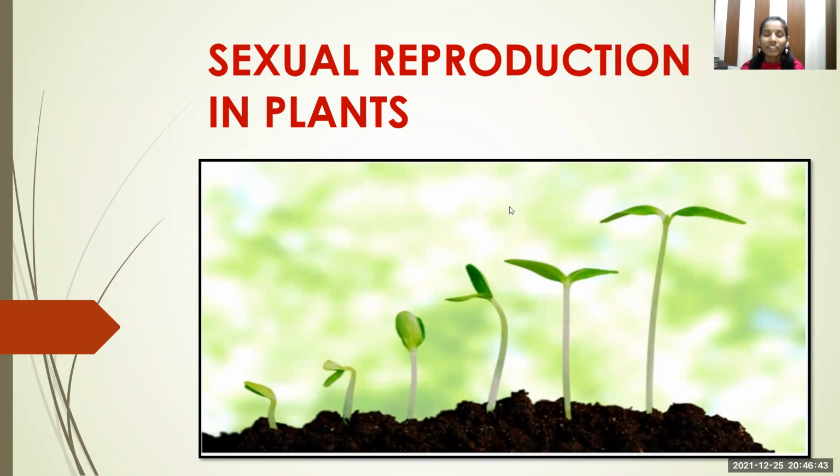Good morning, students. Today we will learn about sexual reproduction in plants. This topic is very interesting as you will come to know how a plant actually reproduces, how a flower is converted into fruit, and the seed inside that fruit is germinated into a new plant. So let's begin.